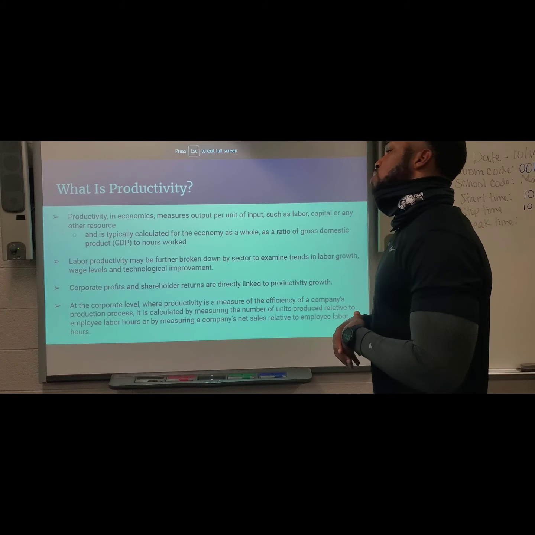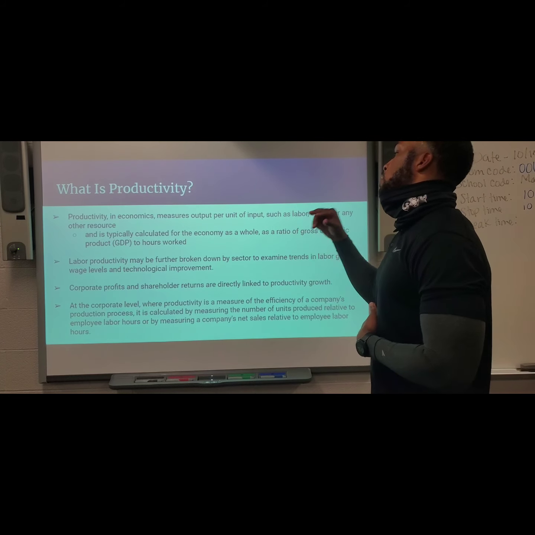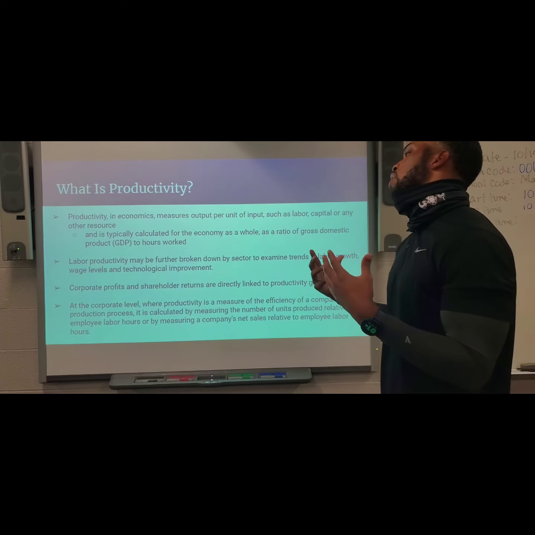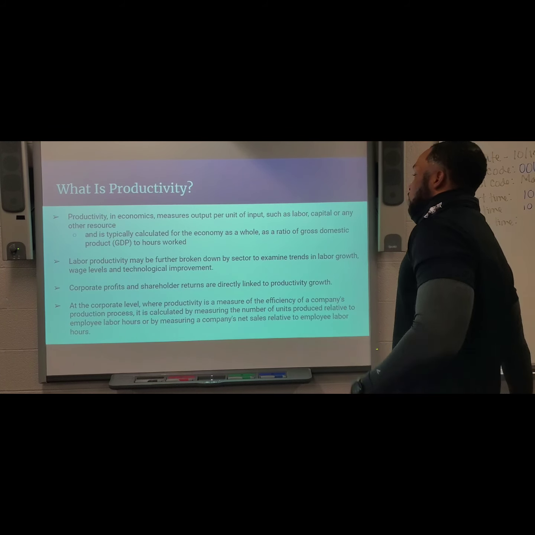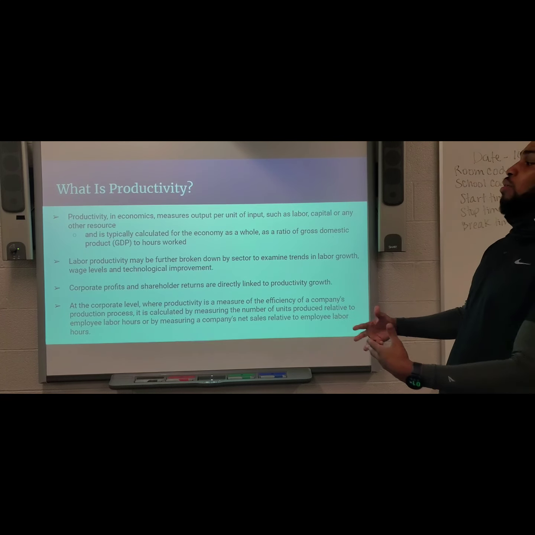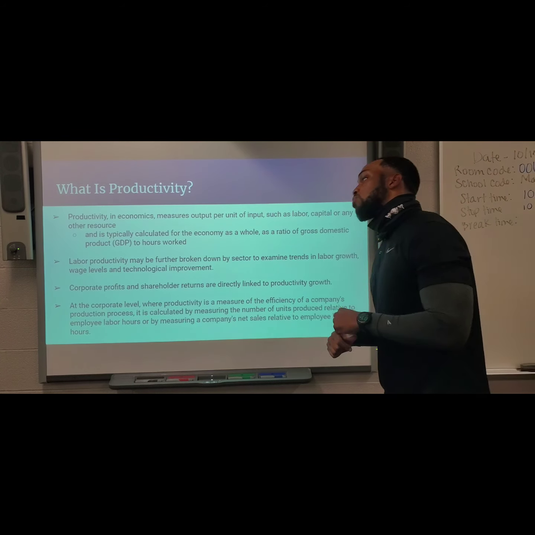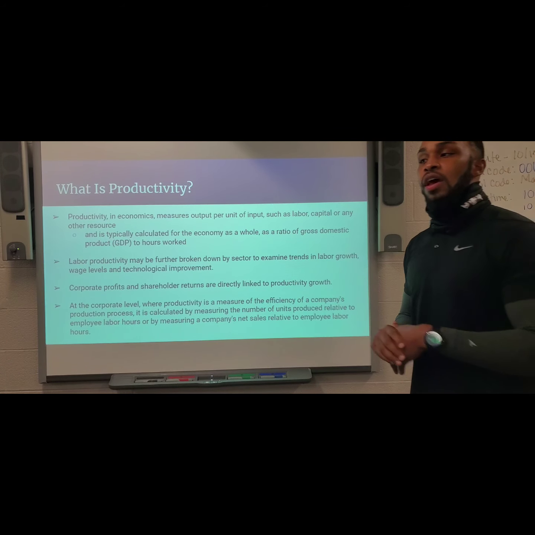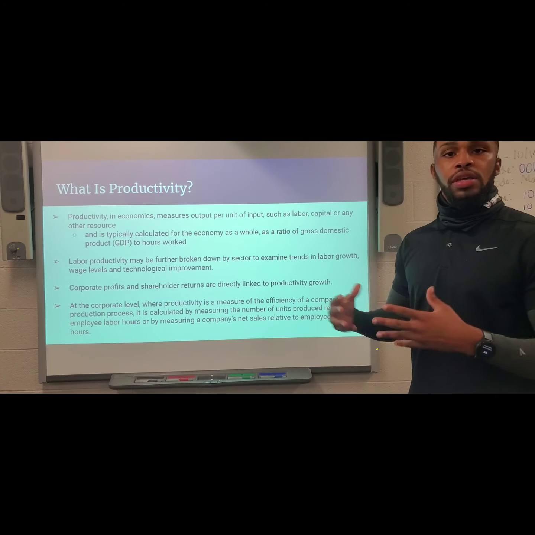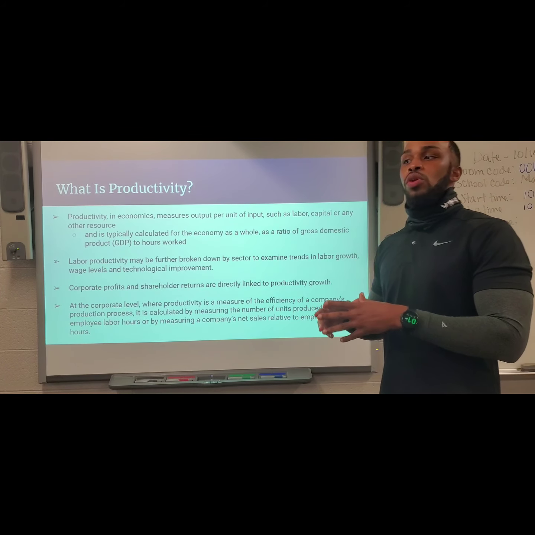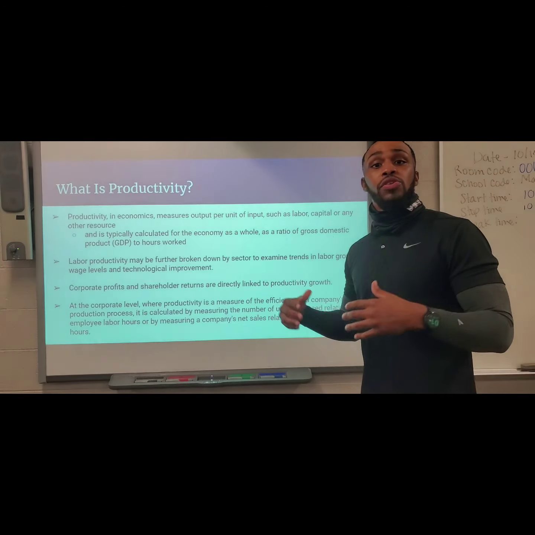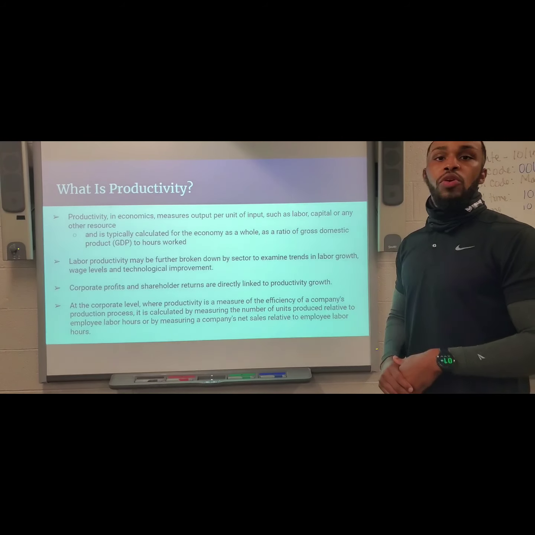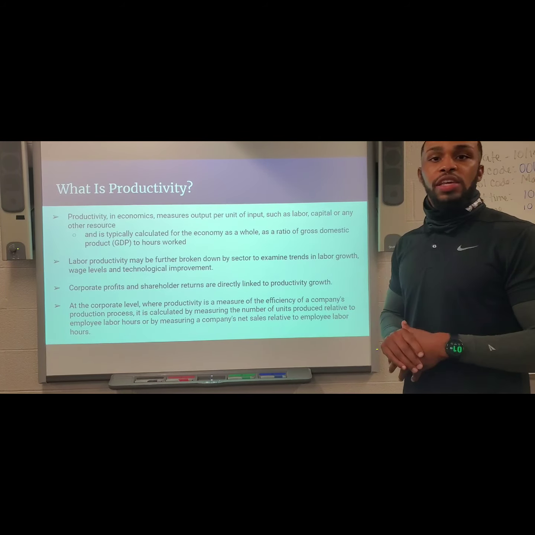What is productivity? Productivity in economics is a measure of output per unit of input, such as labor, capital, or any other resource, and is typically calculated for the economy as a whole as a ratio of gross domestic product, aka GDP, to hours worked. So in English, that's basically saying productivity is how much you are getting out of the work that you're putting in, whether it's labor or capital. If I'm giving you 30 acres of land, how active are you going to be on those 30 acres? If I'm giving you 5 hours of work, how many products, or how much action, am I getting in those 5 hours?